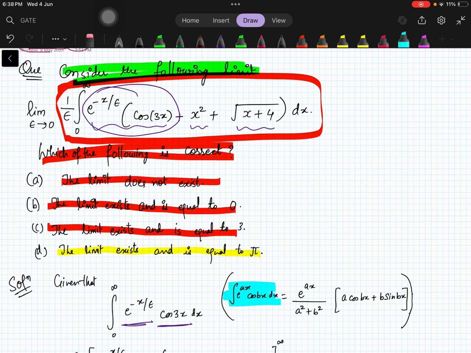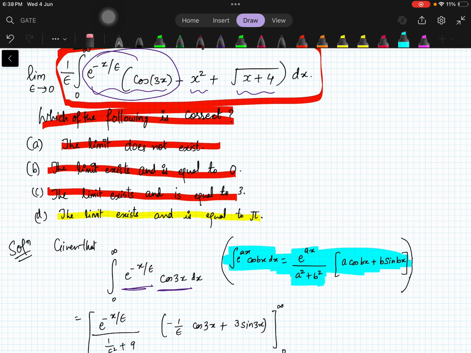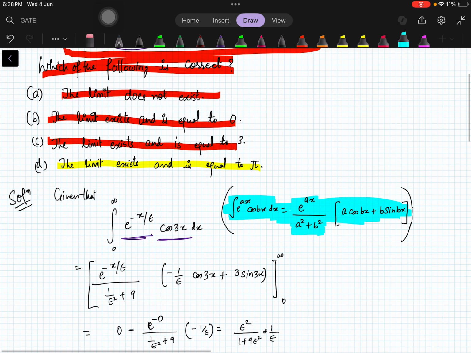The integration of e raised to power ax cos bx is e raised to power ax upon a square plus b square, into a cos bx plus b sin bx. It is better to remember these formulas, because if you try to derive them in the exam itself, it will take some time. There are two formulas like this: e raised to power ax cos bx, and e raised to power ax sin bx. Only two formulas, so you can remember them, right. So I am going to use this formula here.